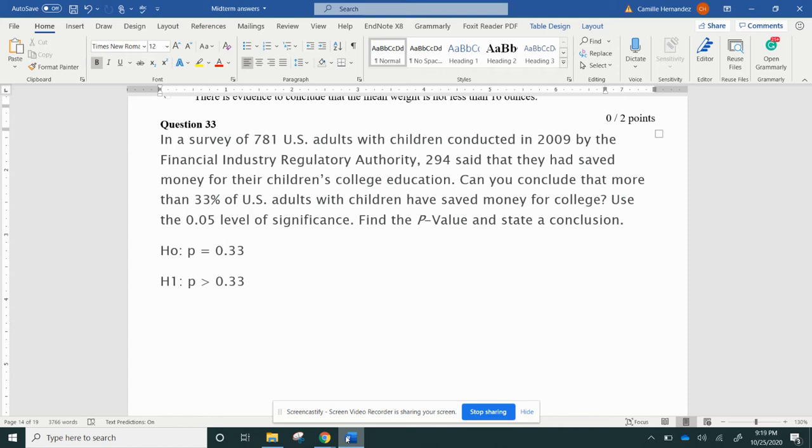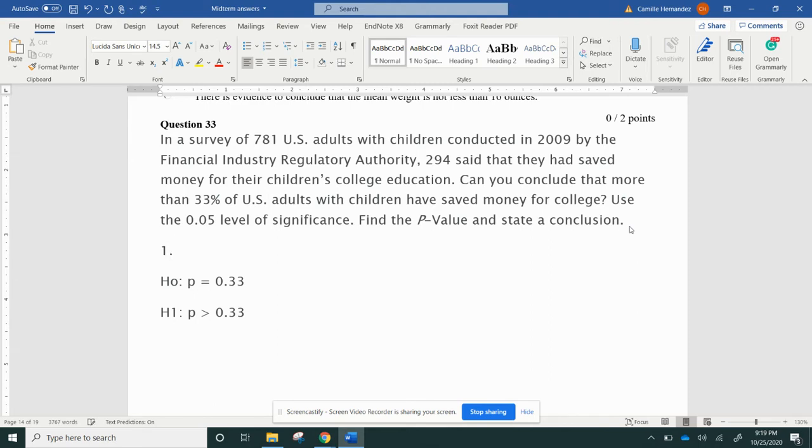So I'm looking at question 33. In a survey of 781 U.S. adults with children conducted in 2009 by the Financial Industry Regulatory Authority, 294 said they had saved money for their children's college education. Could you conclude that more than 33% of U.S. adults with children have saved money for college? Use the 0.05 level of significance. Find the P-value and state the conclusion. All right, so first thing you got to do, let's put this in steps.